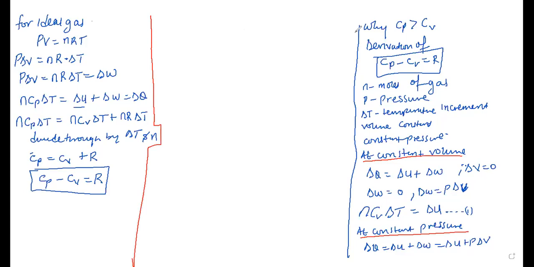You should also note this. We have what we call the ratio of the principal molar heat capacities. And that ratio is called gamma. Gamma is Cp over Cv. And this is called the ratio of the principal molar heat capacities.